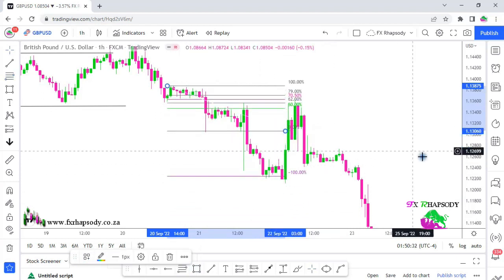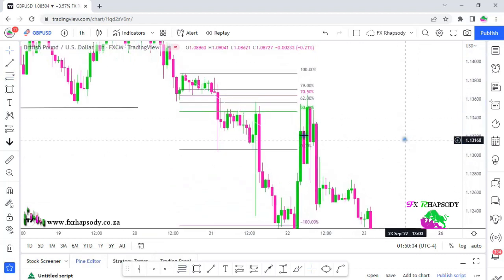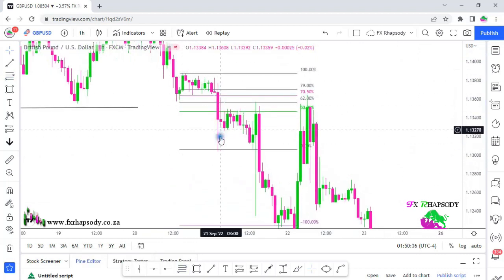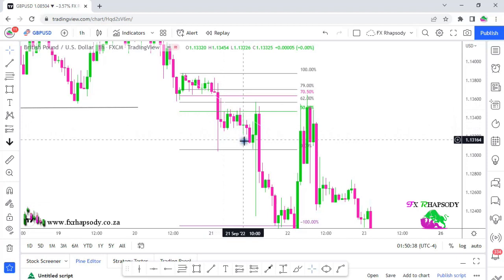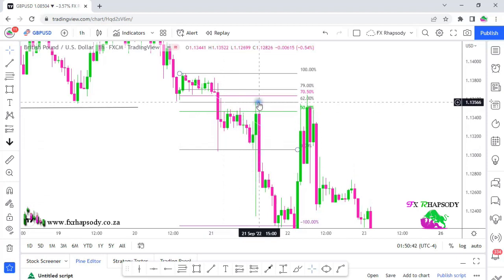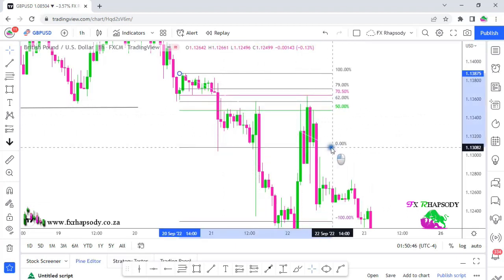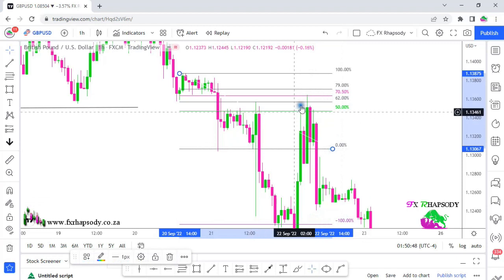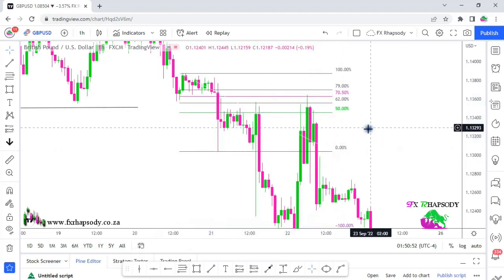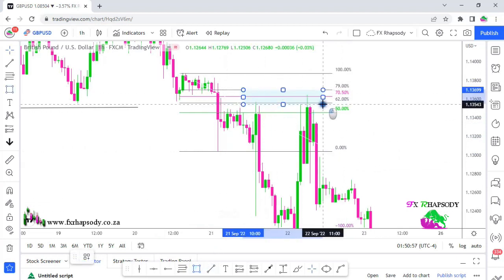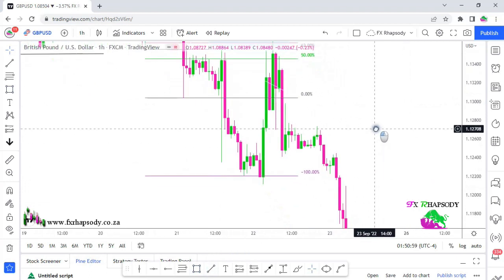Right about there, you had a swing high, price going down, coming up, coming down to a swing low. This is my swing low over here. Then price went up again into that 62% area. If you pull it to the side, you can see that area being tapped multiple times, and then price going downwards.